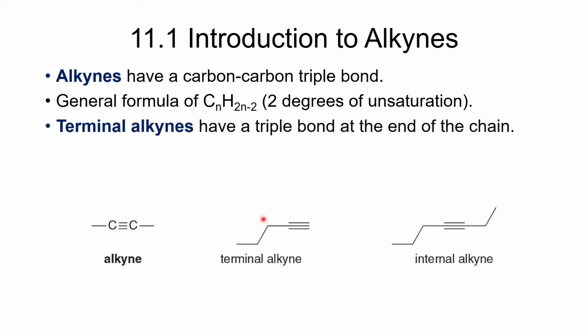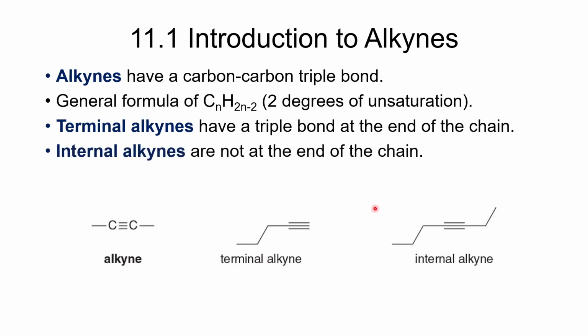Terminal alkynes are alkynes that have the triple bond at the end of a chain. And internal alkynes are ones that are not at the end of a chain. They're within the main chain. And the reason that we differentiate between these is because there's a few of the reactions that will do different things or do something special with the terminal alkynes. And so I like to point that out, and we'll look at that as we go through this chapter.